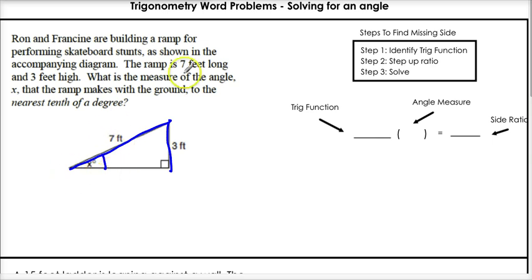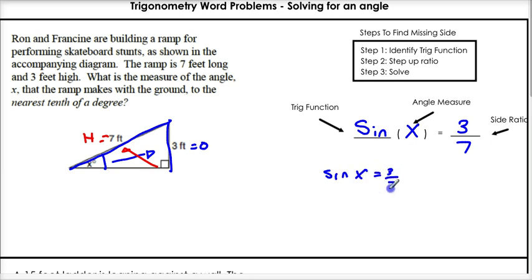So, as we always do, we're going to start labeling. Across from the angle we're looking for is 3, so that is opposite. Across from the 90 is 7, so that is our hypotenuse. No adjacent given. Well, we've done this a few times. If we have O and H, that's going to be the sine function. So let's plug it in. The sine of our missing angle x is equal to opposite over hypotenuse, which is 3/7. The sine of x is equal to 3/7.